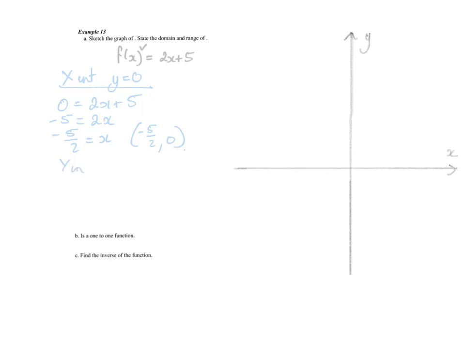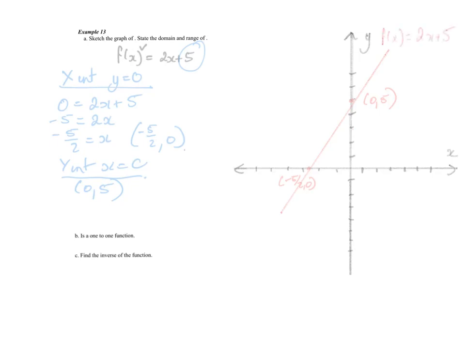Now the y-intercept, well, that should be easy enough to read off the graph, and you can see straight away there that our y-intercept is 5, so 0, 5. So plotting that graph, we have negative 5 on 2 and 0, so that's negative 2.5, which is there. And our y-intercept is 0, 5, so that's there. So that's the graph of f of x equal to 2x plus 5.